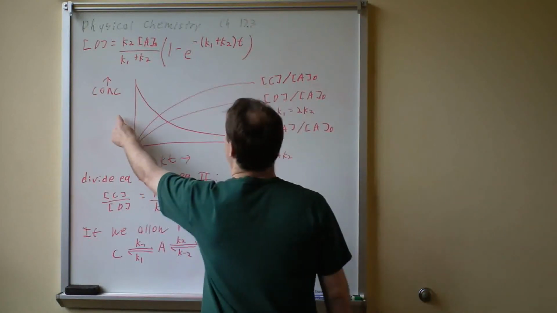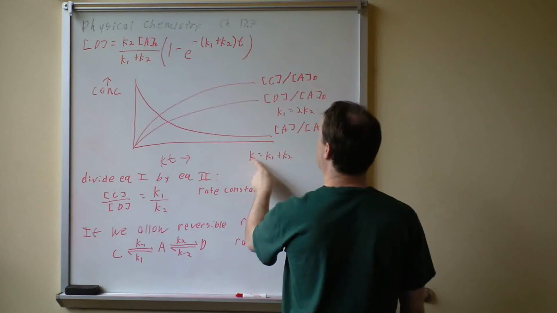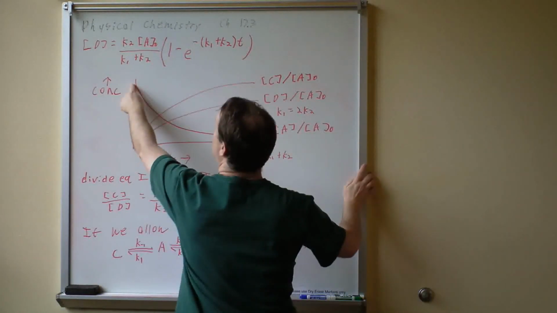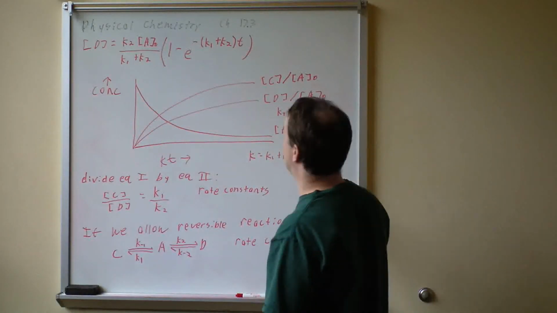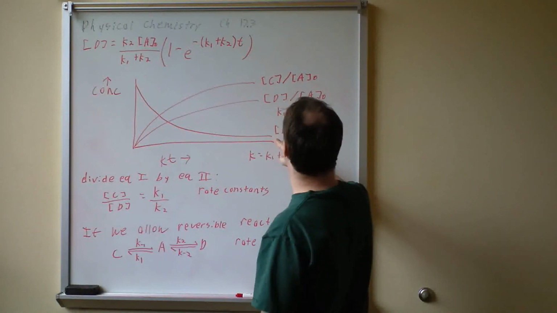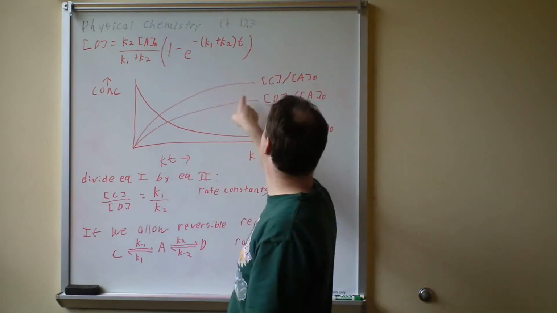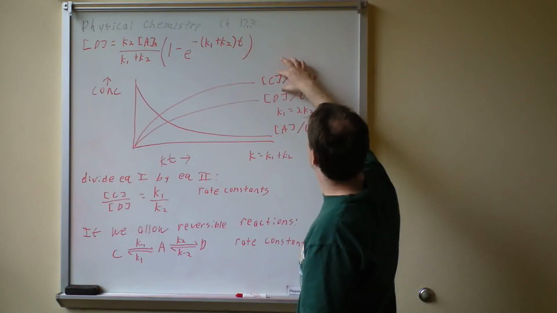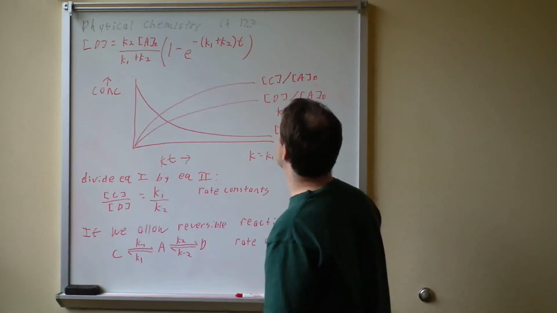Now if we graph the concentration versus k times time for all three of these, where k is just k1 plus k2, well, A, of course, starts at the top because it's the reactant, and it's going to come all the way down to 0 because this is irreversible. And then C and D are both going to start at the bottom and curve up. In this case, since k1 is higher than k2, C is going to form faster than D.